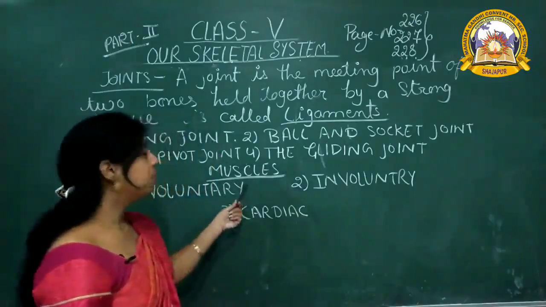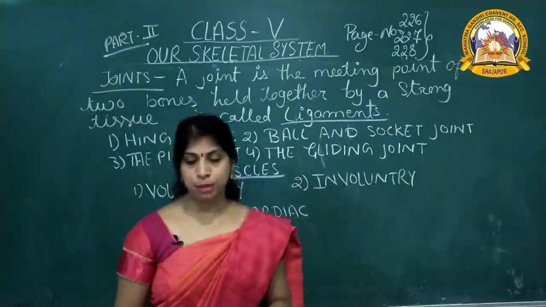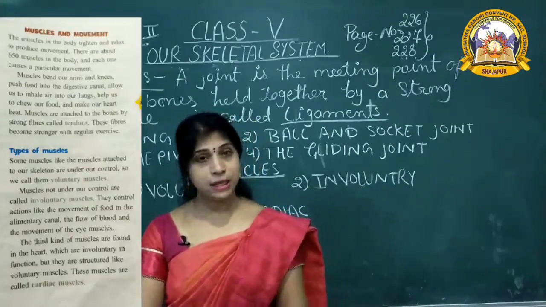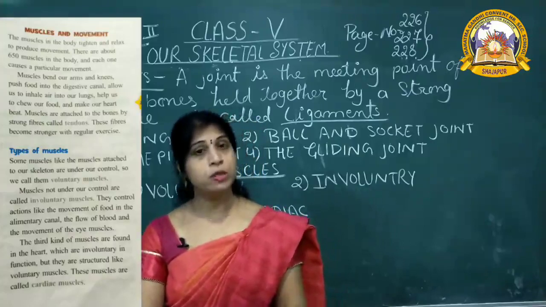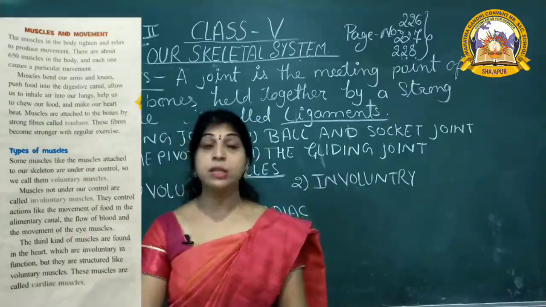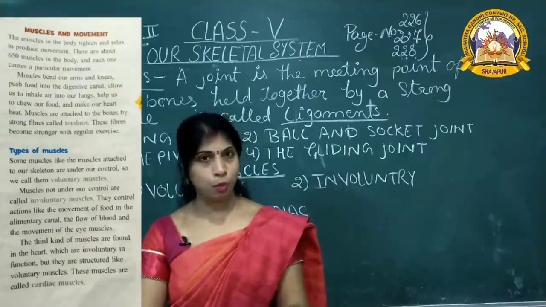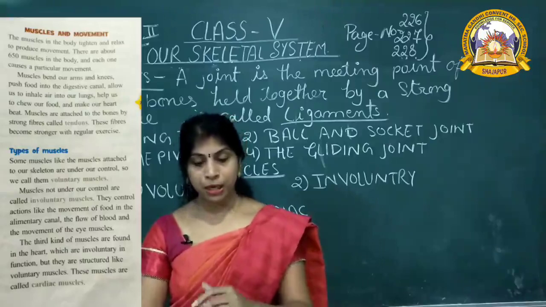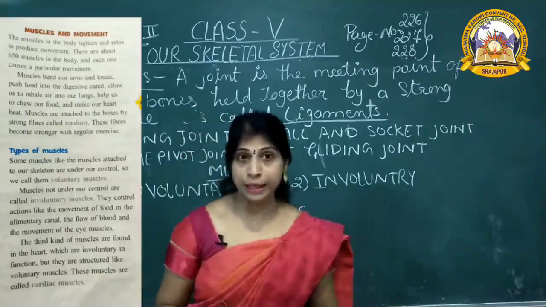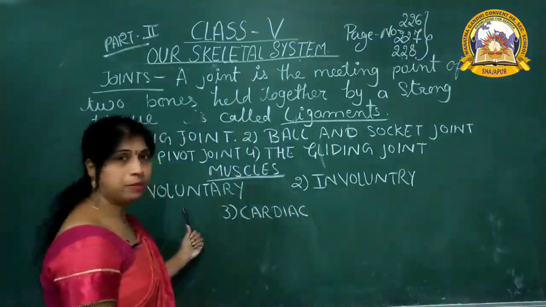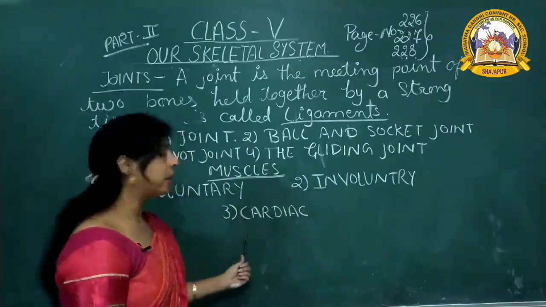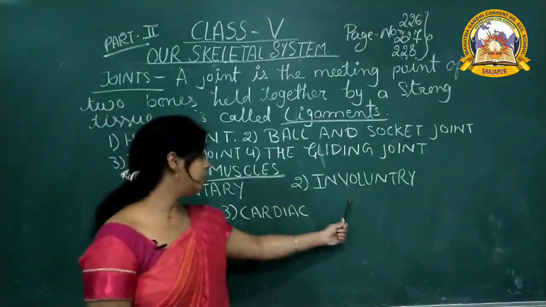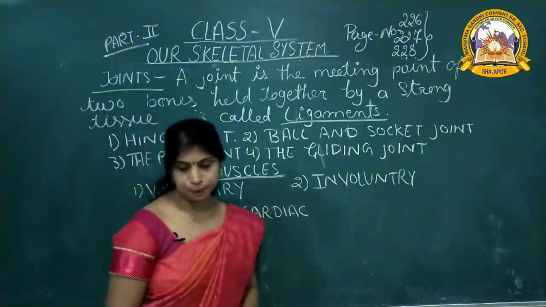Next topic is our muscles. The muscles in the body tighten and relax to produce movement. There are about 650 muscles in the body and each one causes a particular movement. Mainly, muscles are divided into three categories: voluntary muscles, involuntary muscles and cardiac muscles.